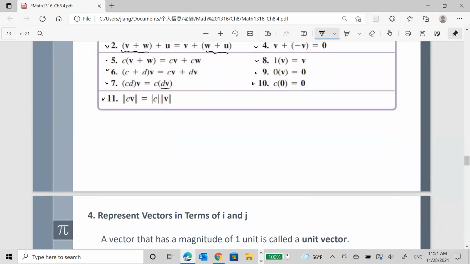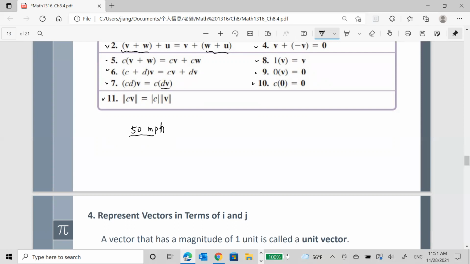Number 11, the magnitude of CV equals the absolute value of C times the magnitude of V. So C is a scalar, so the magnitude of a scalar is the absolute value of C. For example, speed is a scalar, like 5 miles per hour.